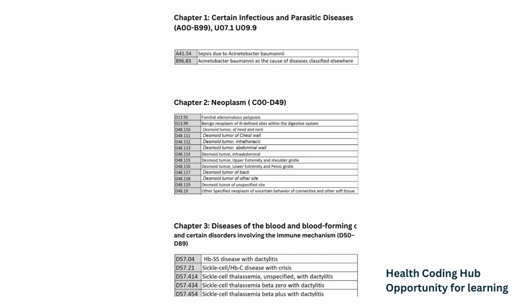New status codes have been added to family history and benign neoplasm of ill-defined sites within the digestive system. D13.99. Proper coding is crucial for providing the best care for patients.